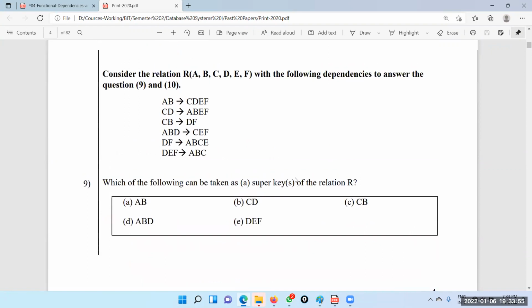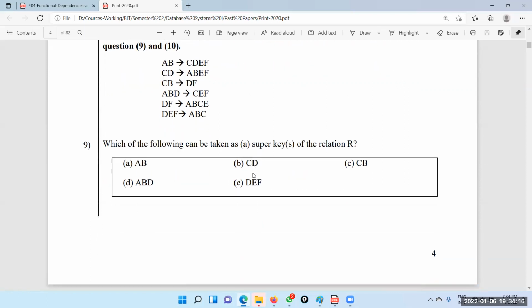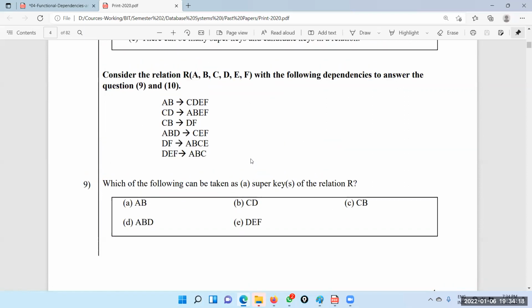So the 2020 paper. You can download the paper from your BLE, or I think our Google Classroom may also have it. If not, your BLE has it. And do it quickly. First do the 9th one.